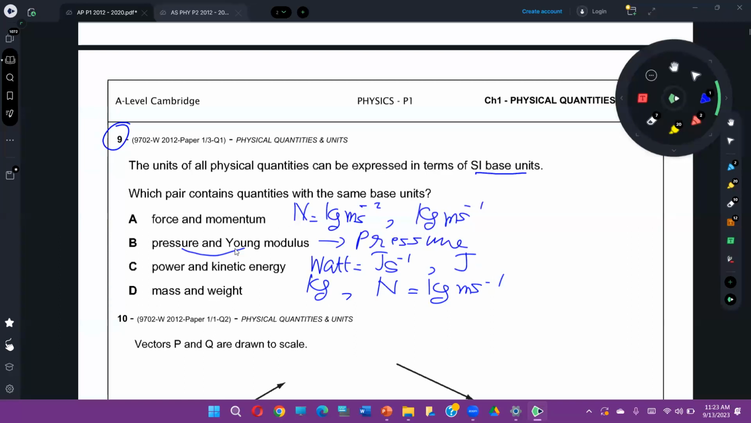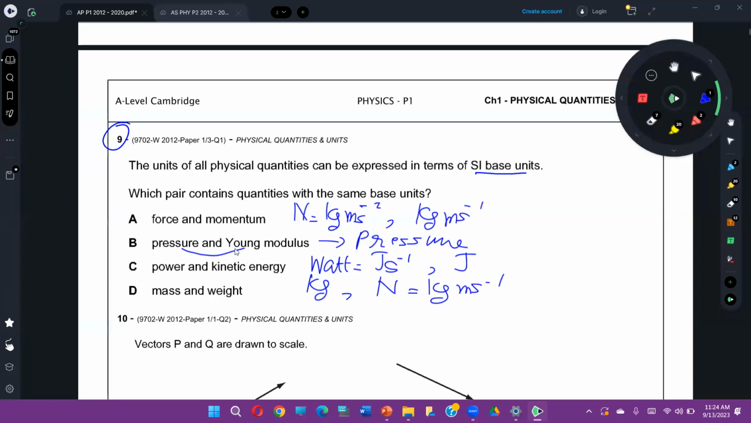Now you can notice a very important thing here. I didn't go for full base units because that would be too long for this comparison. I have used a way in between. This is called using physics. I know that force and momentum cannot be the same. Pressure and Young modulus, I know from my physics that Young modulus has the same unit as pressure.